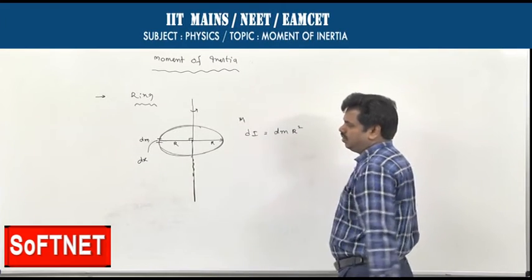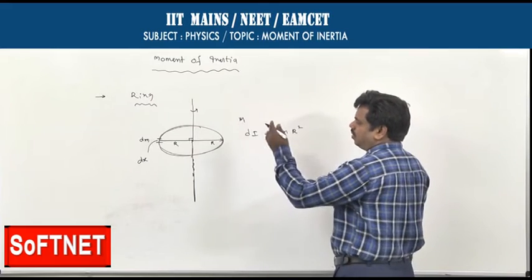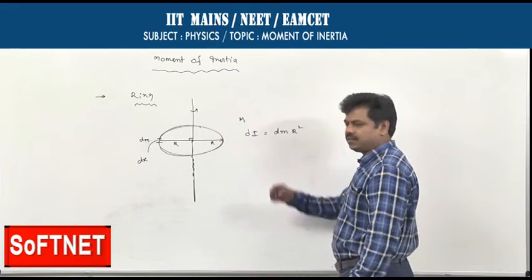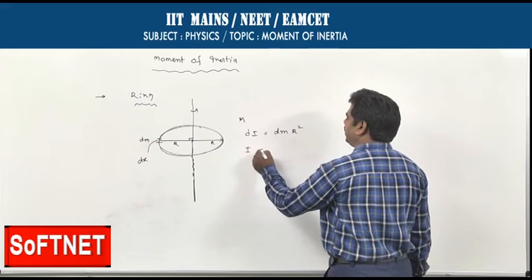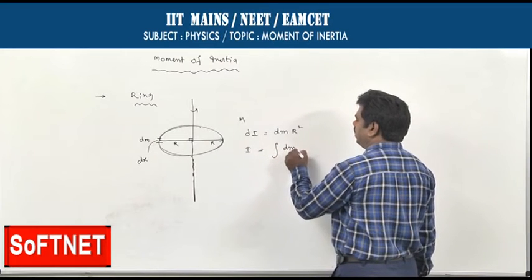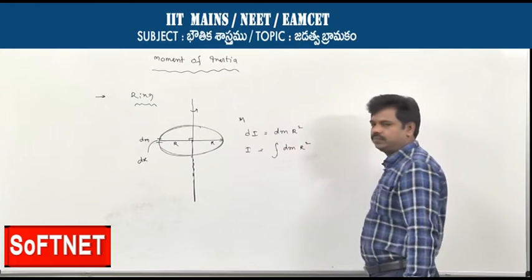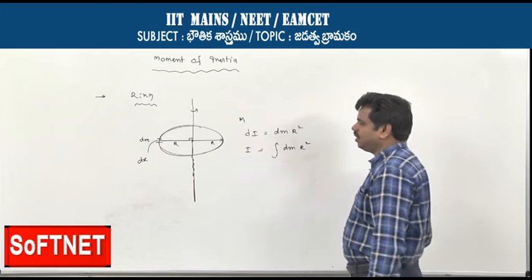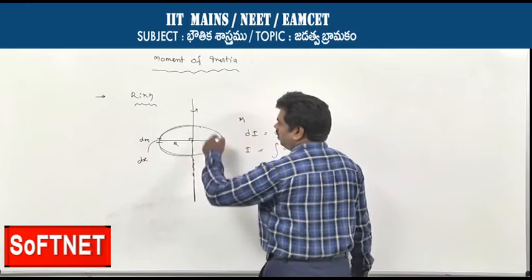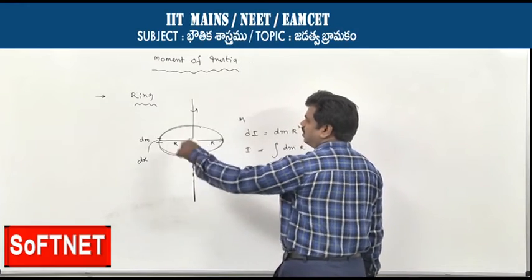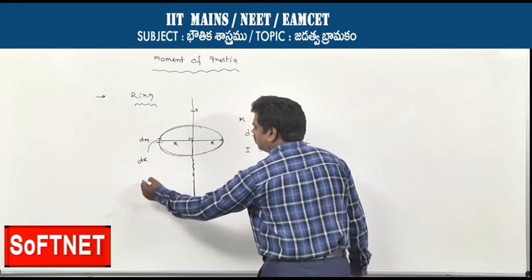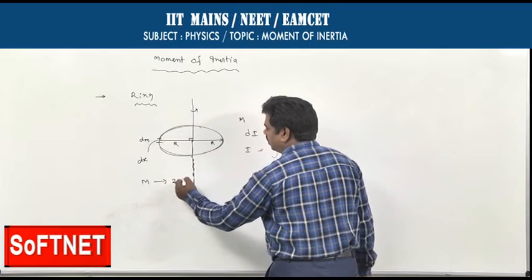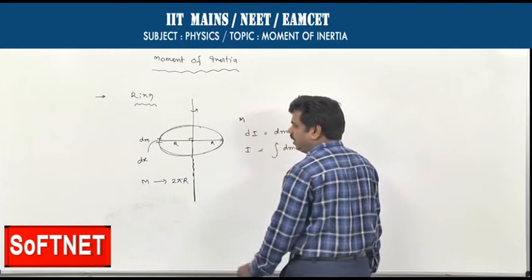Then what is the moment of inertia of the whole ring about that axis? That is, I is equal to integration of dm into r square. Then how to write the dm? Dm is nothing but, you see, mass is distributed along the circumference of the ring. So mass is distributed along the circumference, that is equal to 2 pi r.